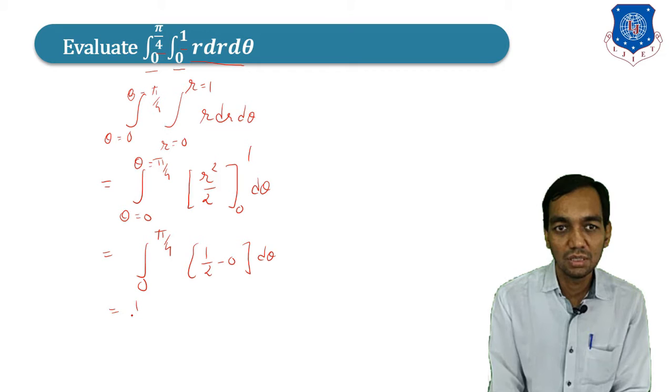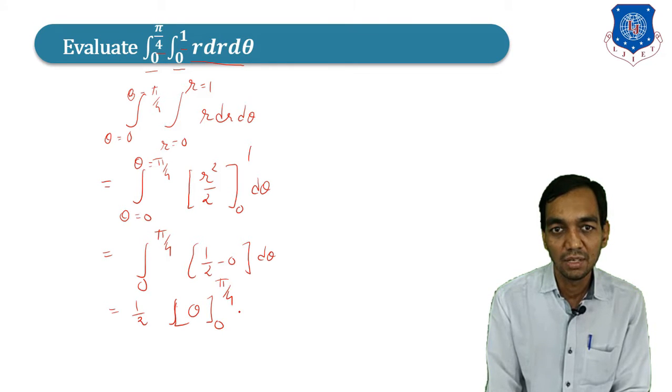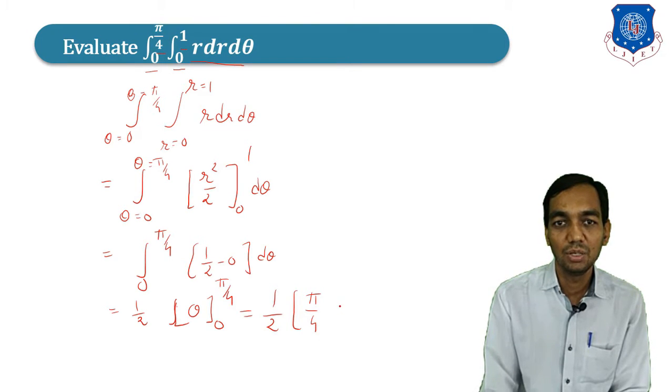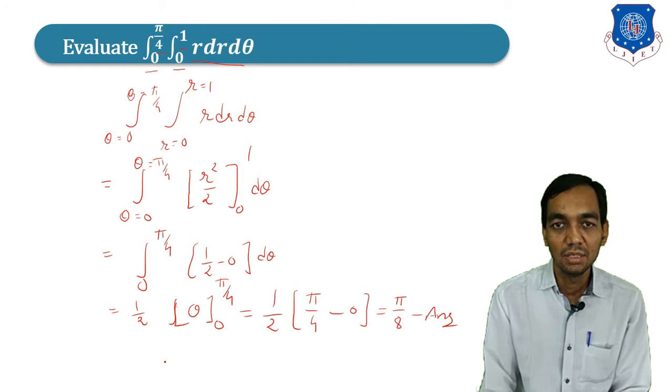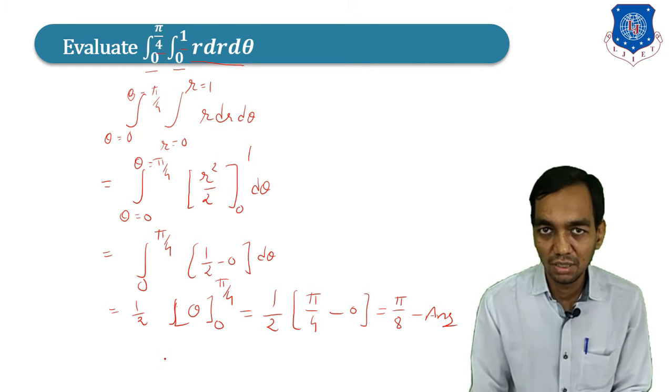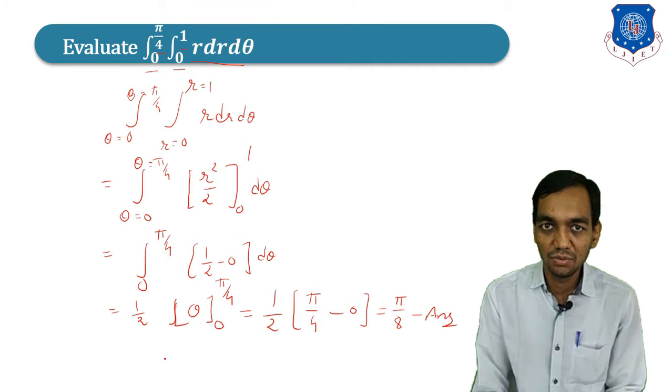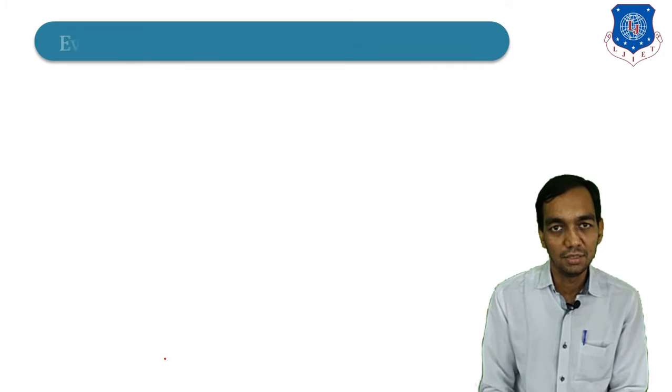Now 1 by 2 is constant. So you will have integration of d theta, which is theta, and the limit is from 0 to pi by 4. If you substitute the limits, then you will have 1 by 2 into pi by 4 minus 0. That means the final answer is going to be pi by 8. So this is the answer of the given integration. Simple, as we have done in the Cartesian form, in the same manner we are going to do it here.